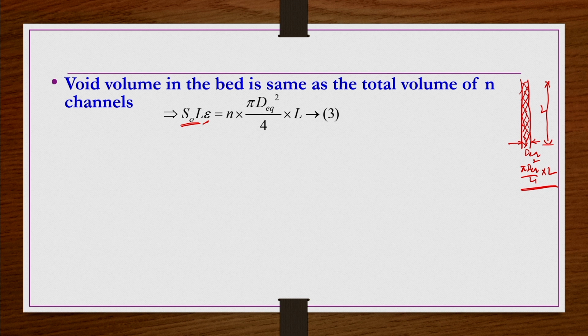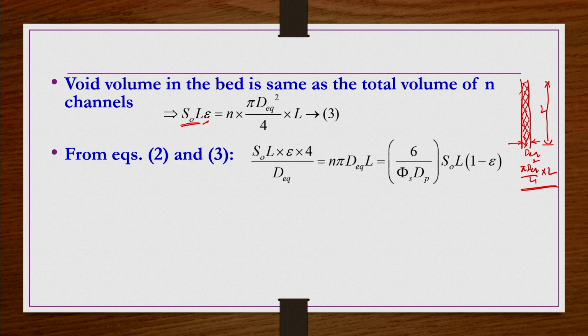There are n number of such channels, so whatever total volume is provided by these n channels is the same as the void volume of the real packed bed. So, S naught L epsilon is equal to n pi d equivalent square by 4 multiplied by L. Now what do we do? We take 4 to the left hand side, and one d equivalent also to the left hand side. So, S naught L epsilon 4 by d equivalent, and the remaining things are n pi d equivalent L.